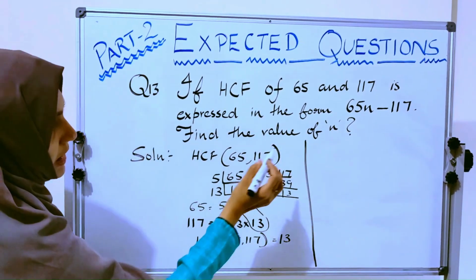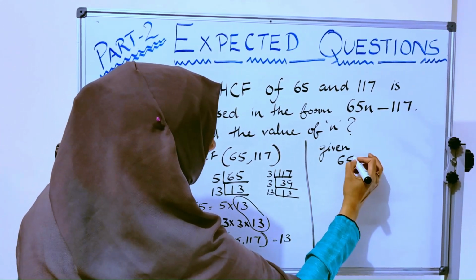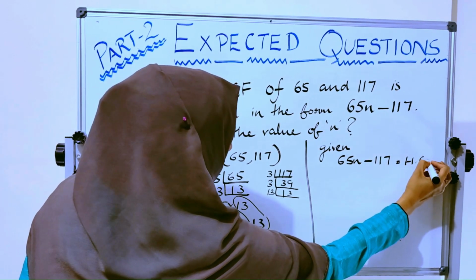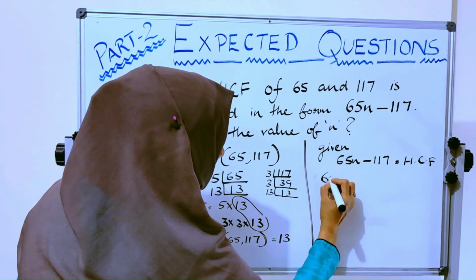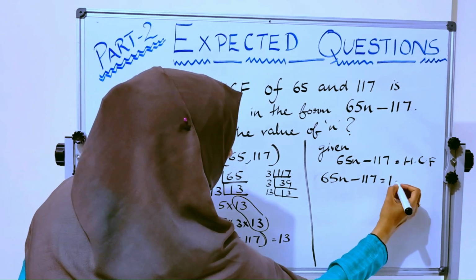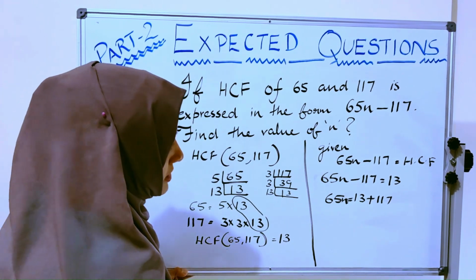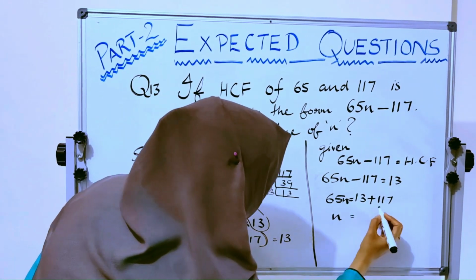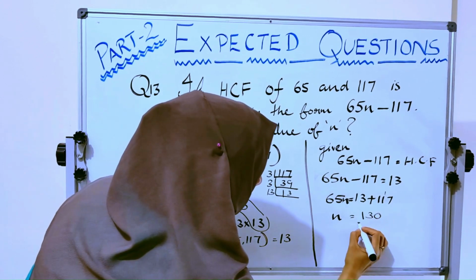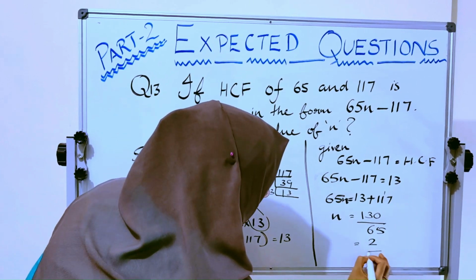Next, let us equate this in the equation. Given 65n minus 117 is equal to HCF. The HCF is given. So 65n minus 117 equal to 13. 65n is equal to 13 plus 117. So n is equal to 7 plus 3, 10, 1 carry, 130 divided by 65. 65 into 2 is 130. So n is equal to 2.